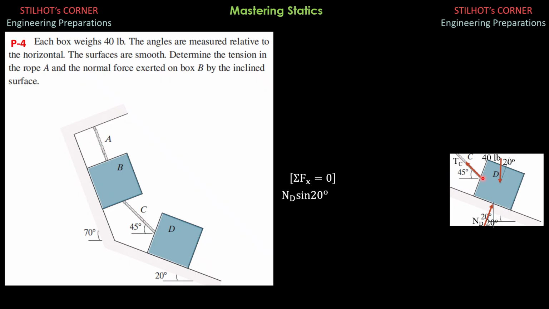Then minus T sub C cosine of 45 degrees, then equals 0, because the 40-pound force is vertical. So call this equation 1. Summation forces y equals 0.